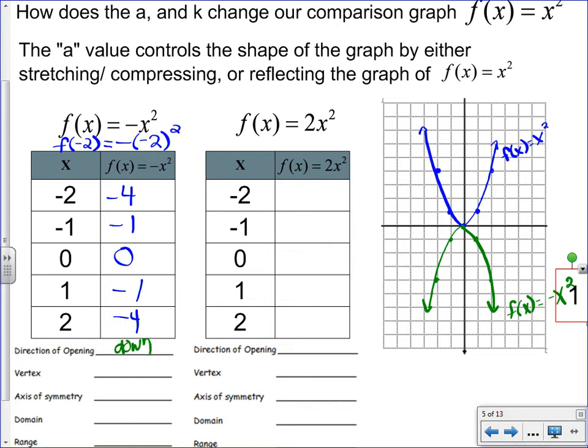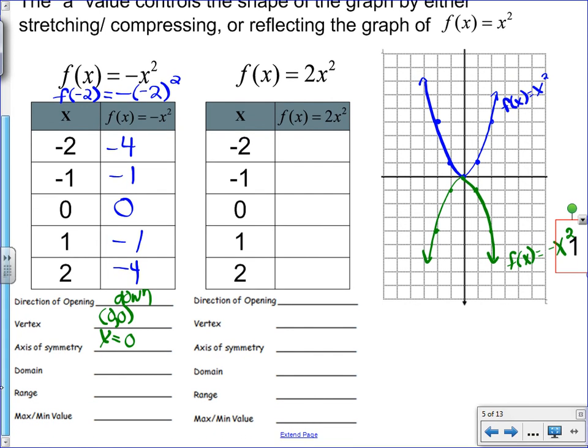What's my vertex here, Austin? Vertex is 0, 0. The axis of symmetry. Robbie, what will I say for the axis of symmetry? X equals 0. That's where it splits it in half. So again, my axis of symmetry is this line right here. It will go up and down like that. That's the axis of symmetry.